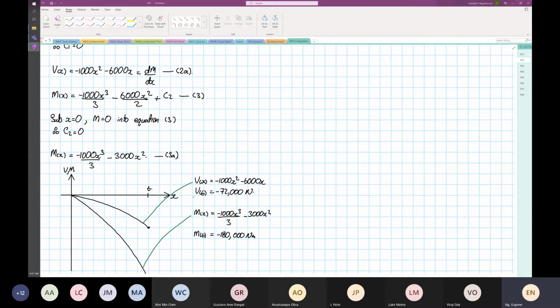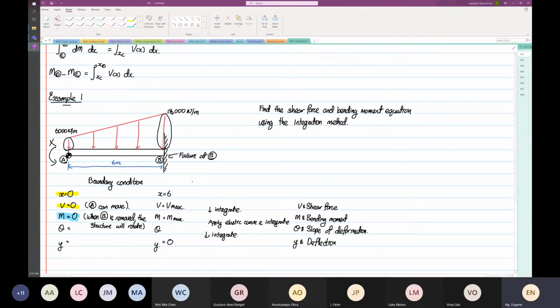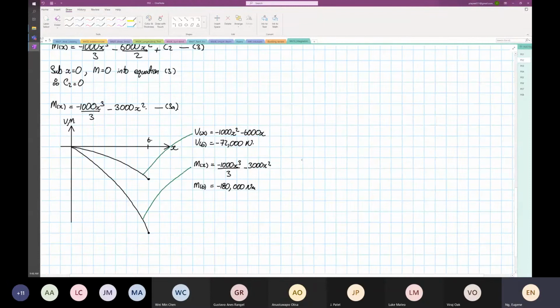Okay, so like what I told you before, if we go back to our boundary condition, we state this, that I'm going to highlight in yellow now: that when x is equal to 6, we're going to have maximum what? Shearing force, and we're going to have the maximum bending moment. Likewise, when you see this graph, at x is equal to 6, this point over here is minus 72,000 Newton, and this over here is minus 180,000 Newton meter.